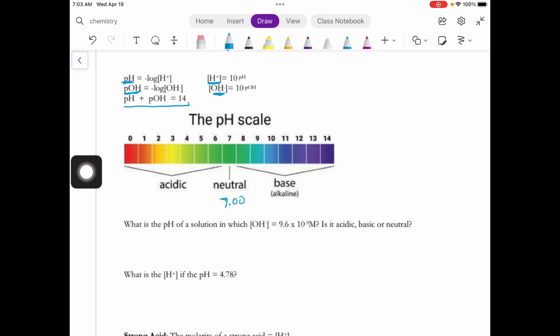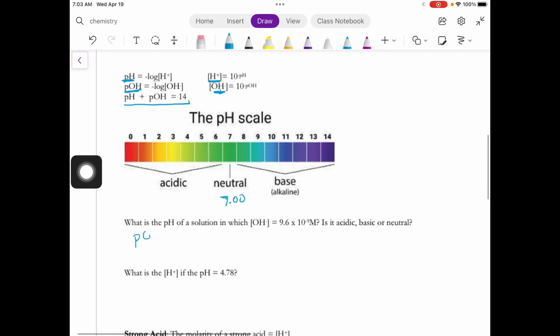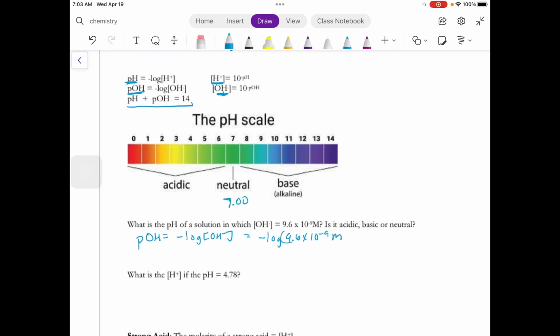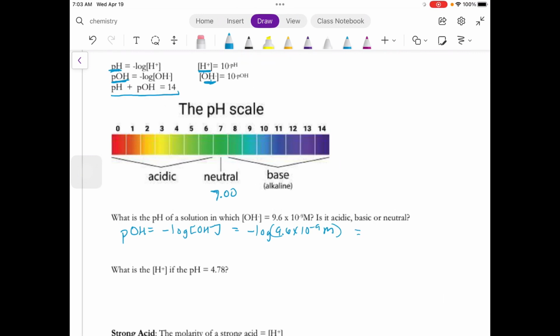So I'm going to calculate the pOH first, which is your negative log of your OH concentration. I will take the negative log of 9.6 times 10 to the negative 9th molar. Once again, I would put this in parentheses, and it depends on how your calculator is, if you do the log first or after. I can help you with that in class. If you take the negative log of this, I get 8.02.